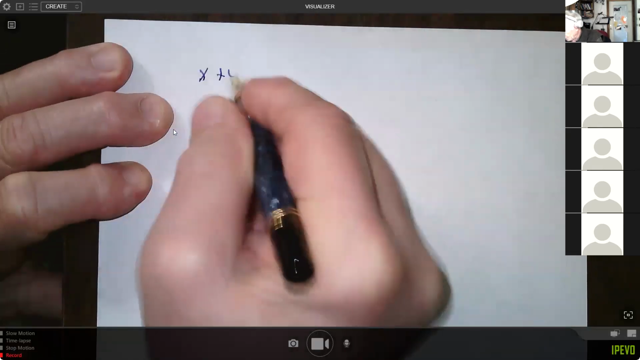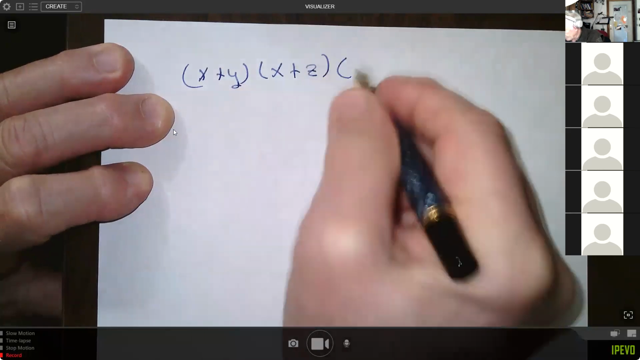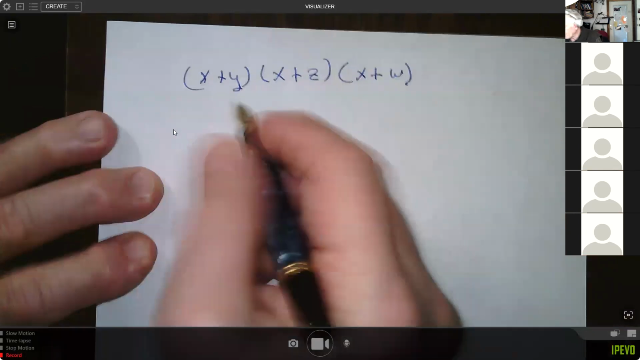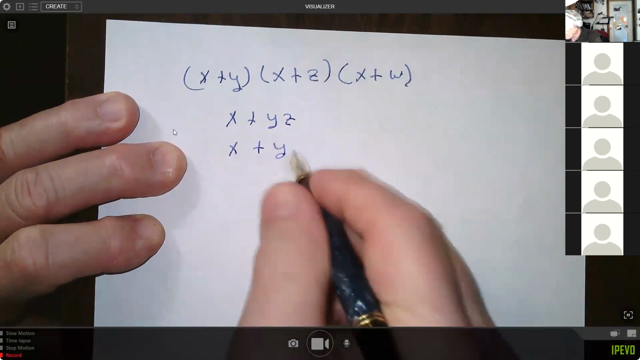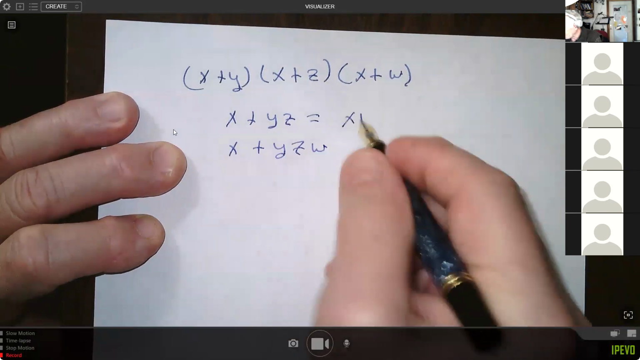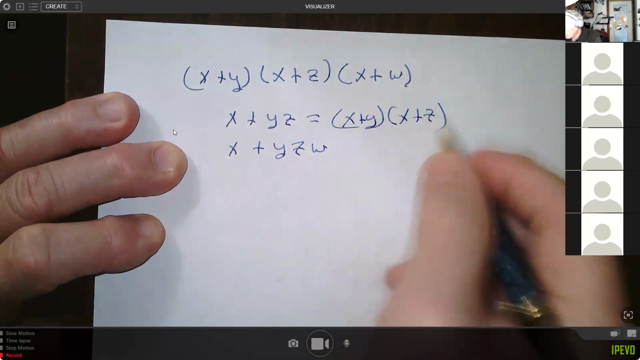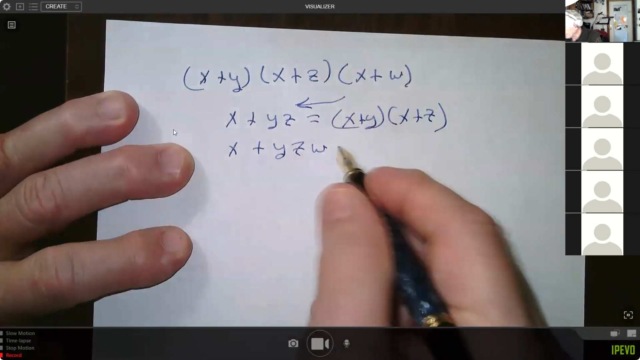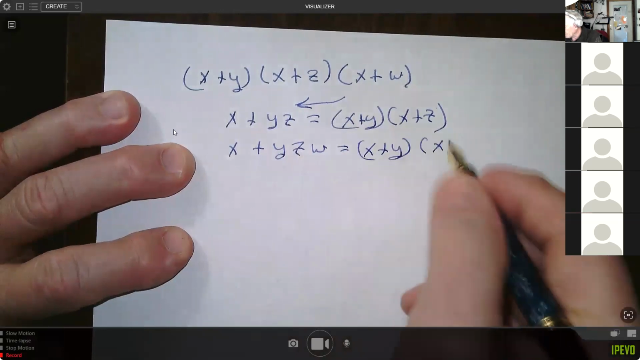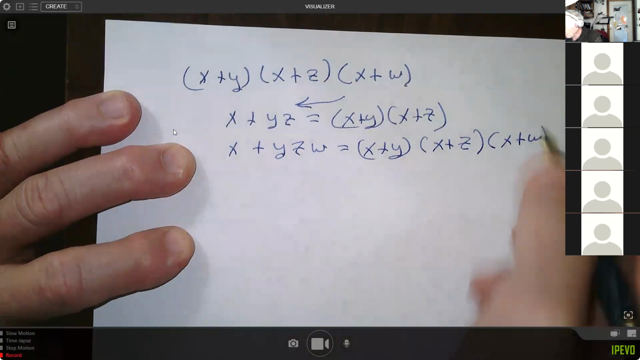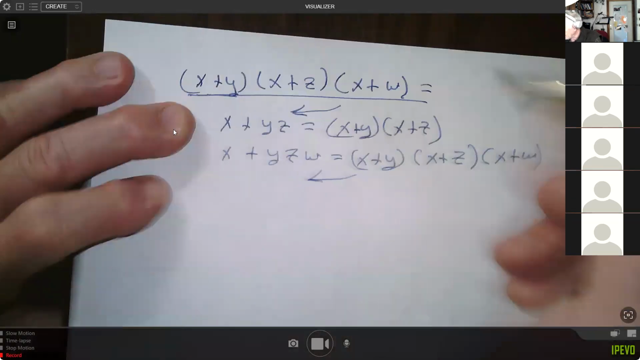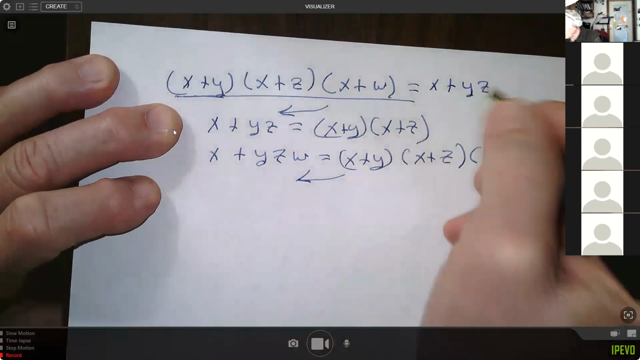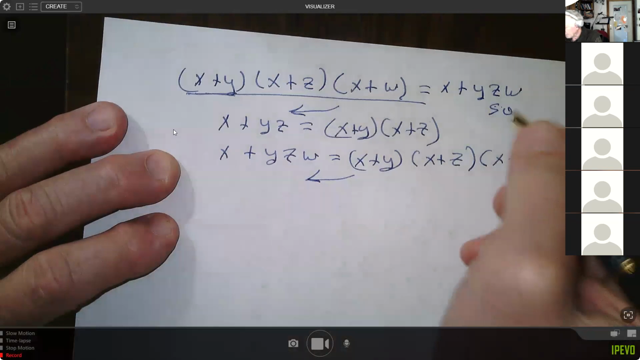Let's say you have a problem with x plus y times x plus z times x plus w. We remember the second distributive law, x plus yz, but there's also this corollary, x plus yzw, which equals quantity x plus y times quantity x plus z times x plus w. You apply it in the same direction, so we can write the answer as x plus yzw. Now that's in SOP form, and the original is in POS form.